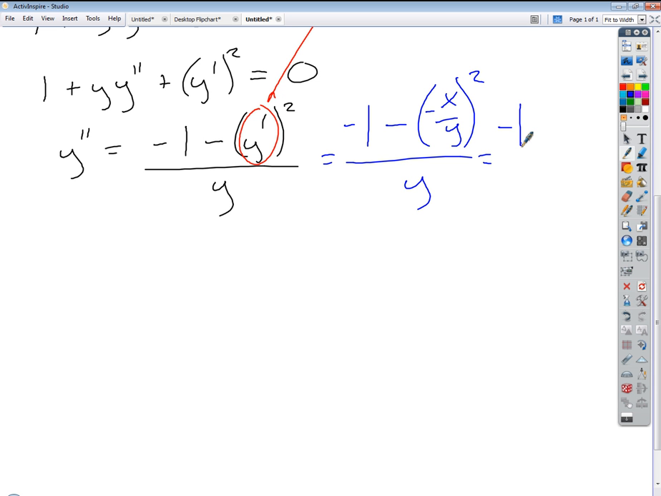Well, if I square a negative, it comes out positive, doesn't it? Oh, that's a negative, right, because that's not being squared. So minus the quantity x squared over y squared. I don't even really need to have the parentheses there, do I? No, I can get rid of them.